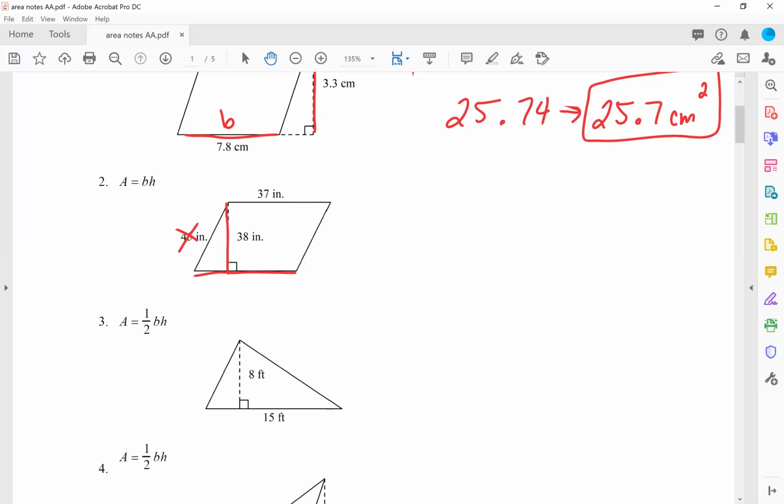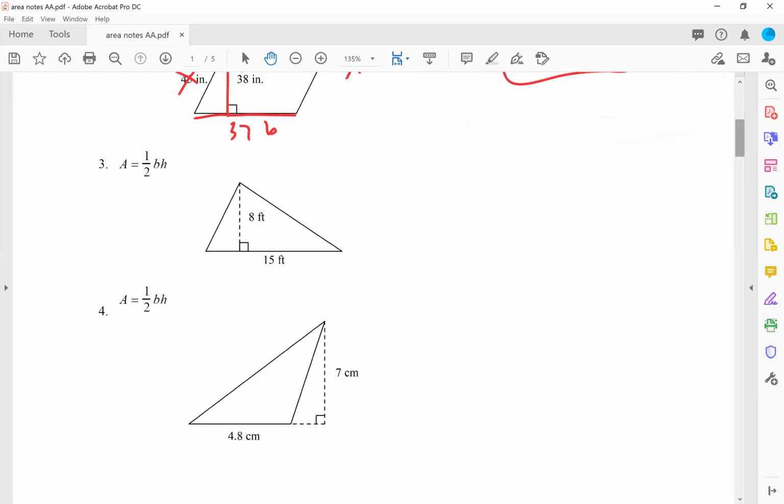And remember, on a parallelogram, the top and the bottom, they're the same. So the height is our 38 and the 37 is the base. So 37 times 38. So it's 1,406, and it would be inches squared.